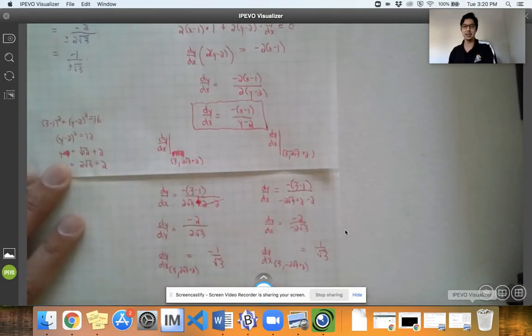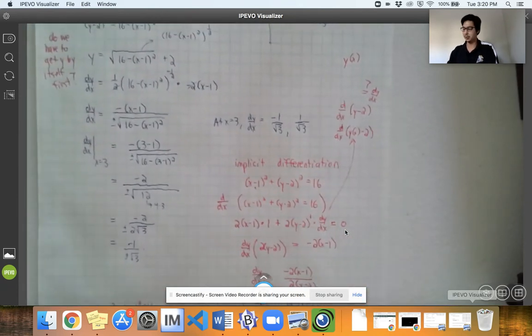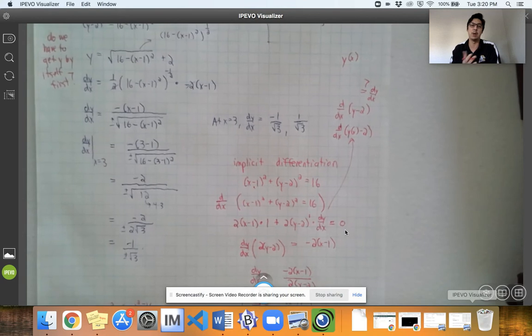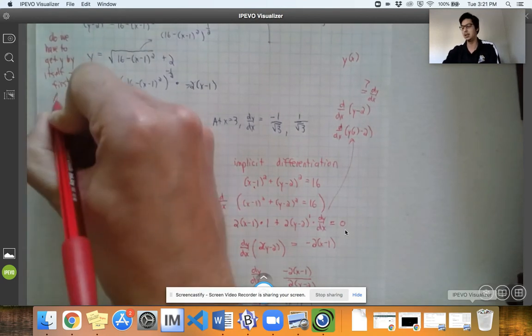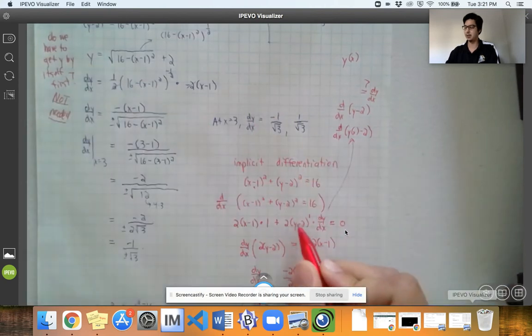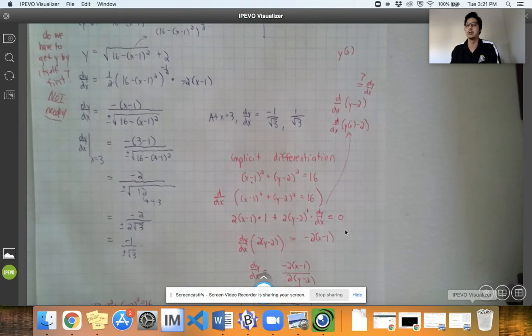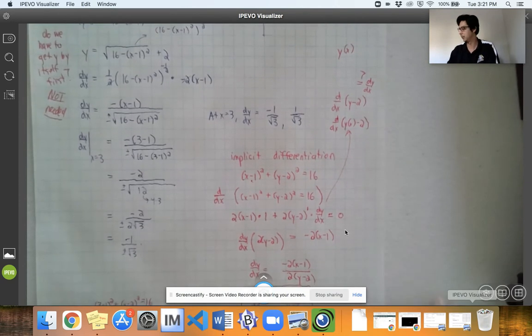So that is implicit differentiation. The idea of implicit differentiation is you just take the derivative of the entire function. You don't need to get y by itself first. That's not needed. But the idea is that when you get to y, you just write dy/dx. We don't know what the derivative of y is with respect to x, so we write it dy/dx, as that's what we're trying to figure out.